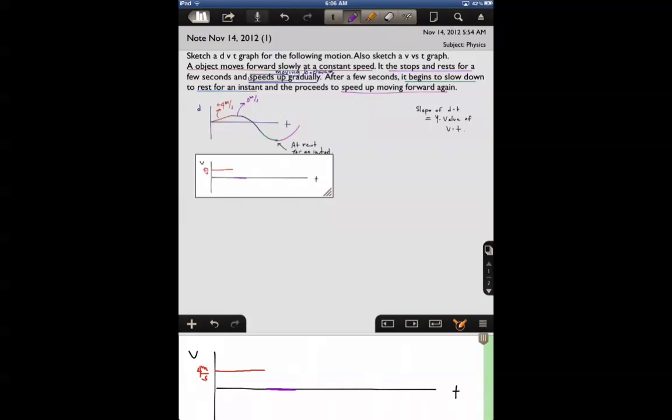Be a little on the long side. Back up. Make that a little thicker so you can see it.